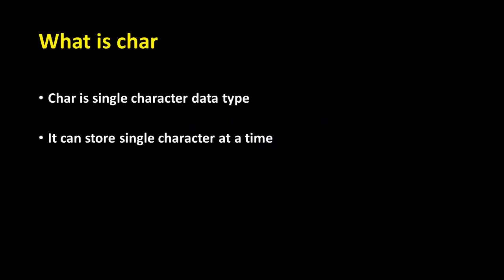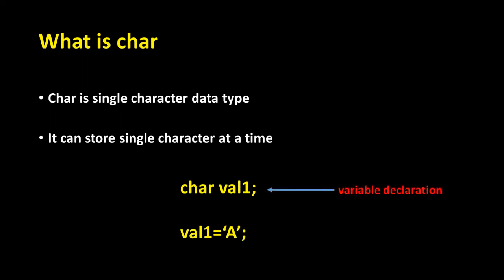Now, look at this. There is something called char. So, forget about what you know as a string. Char is what we simply call a single character data type. That means you can store only one single value at a time, right? Now let's see something like this. Here you have a char val1, and that is the variable declaration. And then val1 equals a, that is the value initialization.